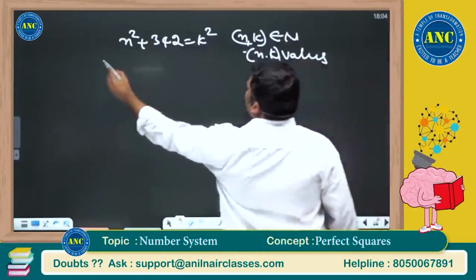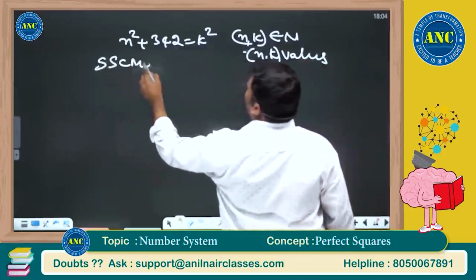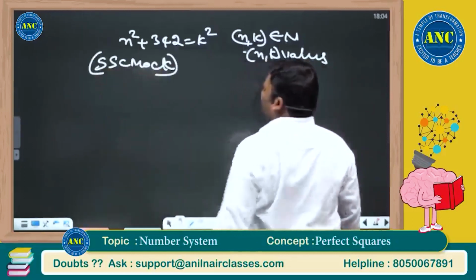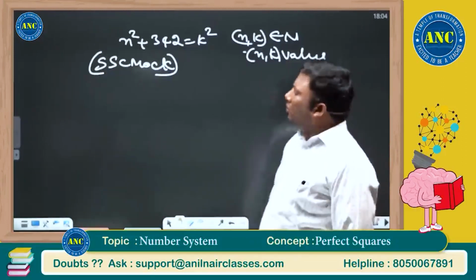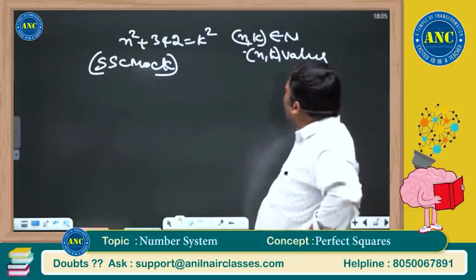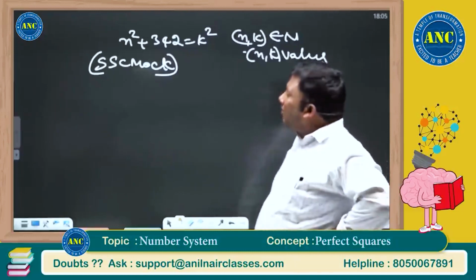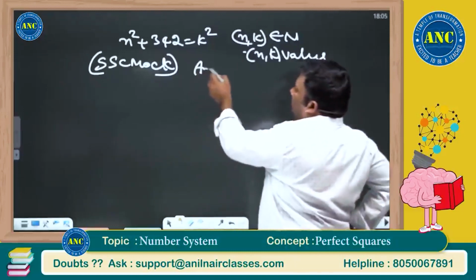He is attempting an SSC mock question from one of the test papers. I don't know which paper it is. N square plus 342 equivalent to k square. N and k are natural numbers. How many values of n, k will satisfy? I said answer is 0.